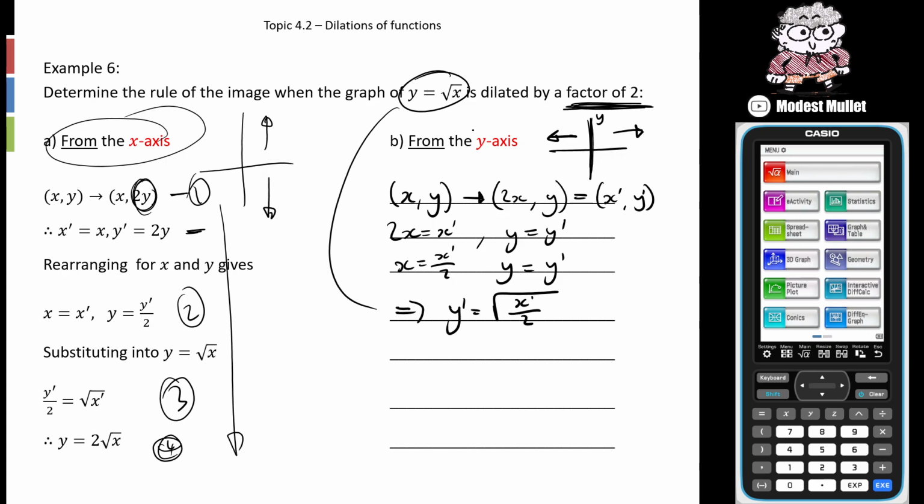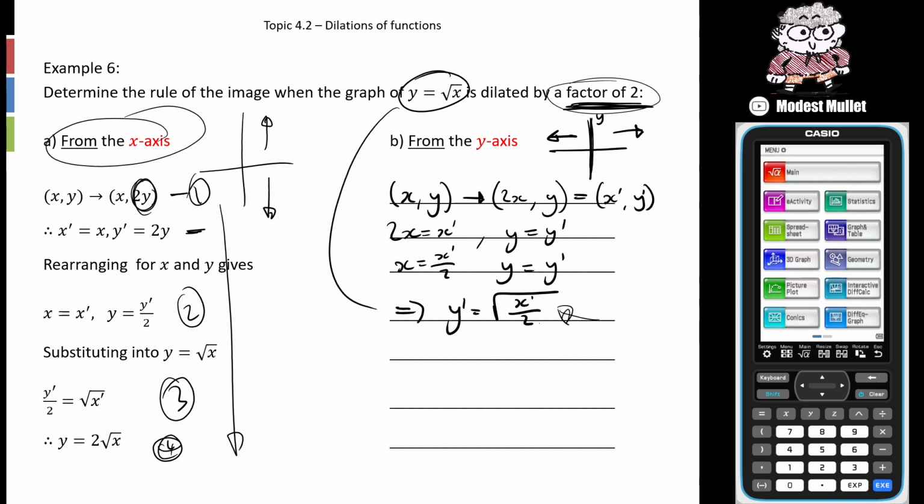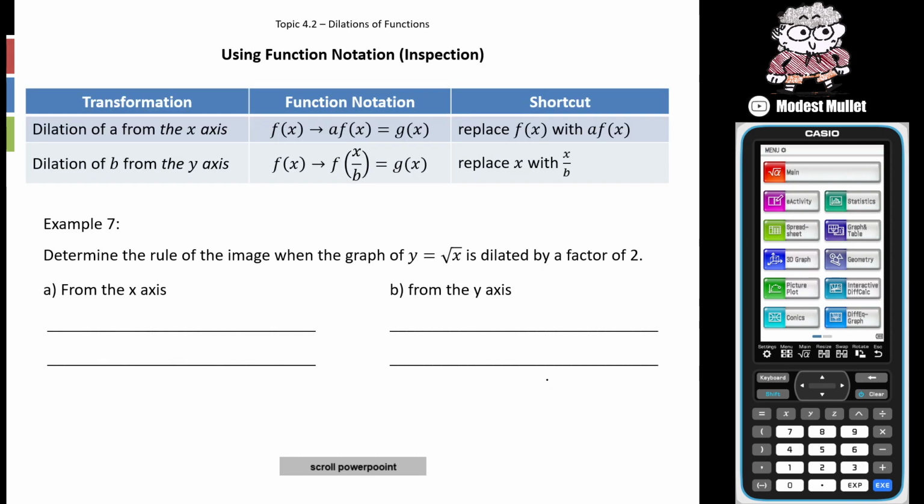And as you can see here, even though we're dilating by a factor of 2, because we're dilating from the y-axis, our x-coordinate is changing, it actually ends up looking like a division. So that proves that this holds true. Okay. And let's call this g of x for the sake of it. So this division, even though it's unexpected, does hold true, as we've just shown.